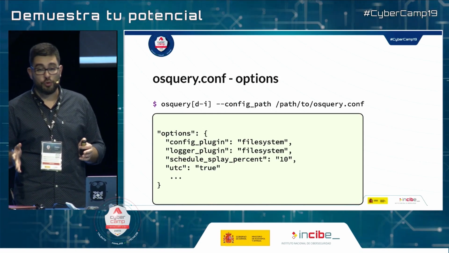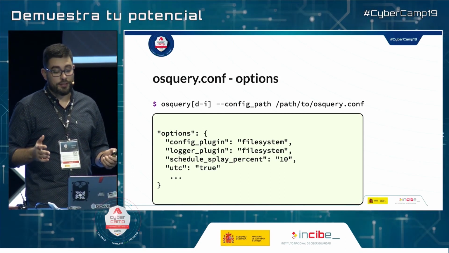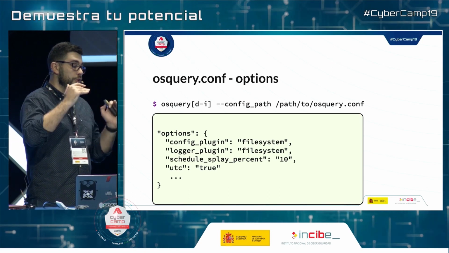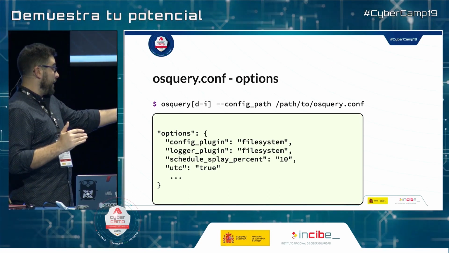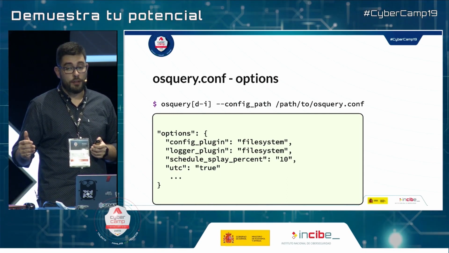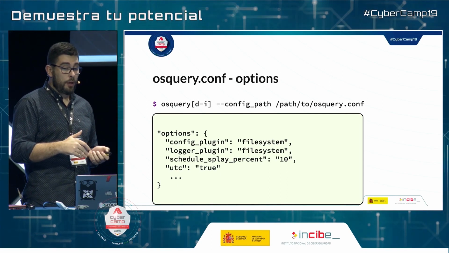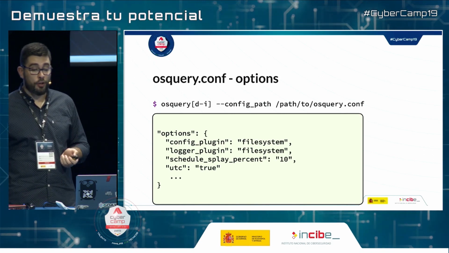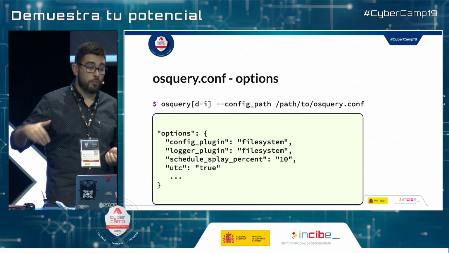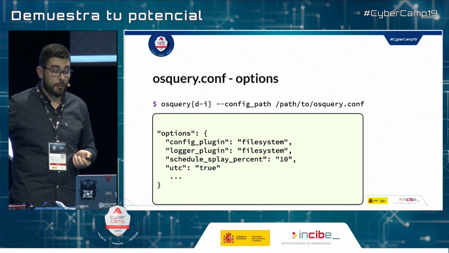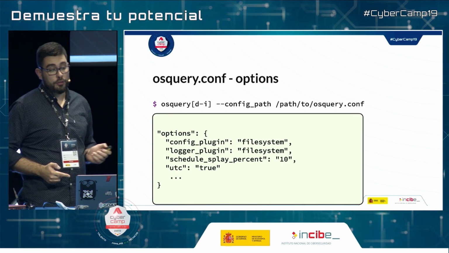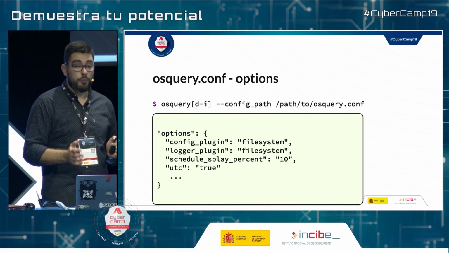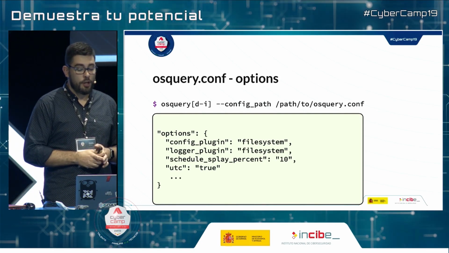what you do is apply a percentage of that splay to the programmed interval. So if you have a 100-second interval and you're using 10% of splay, then in the best case it will run in 90 seconds, and in the worst case scenario it would run in 110 seconds. So you have a worst case and best case scenario. If you didn't configure this, you get a 50%.